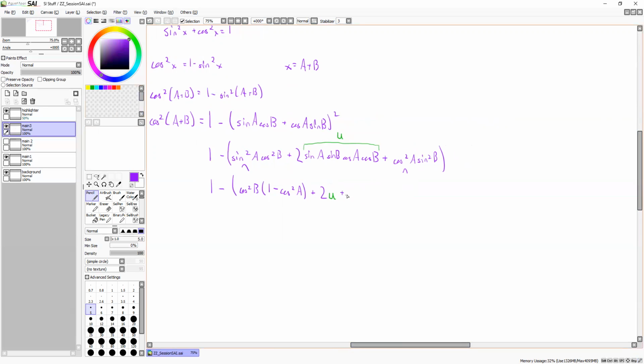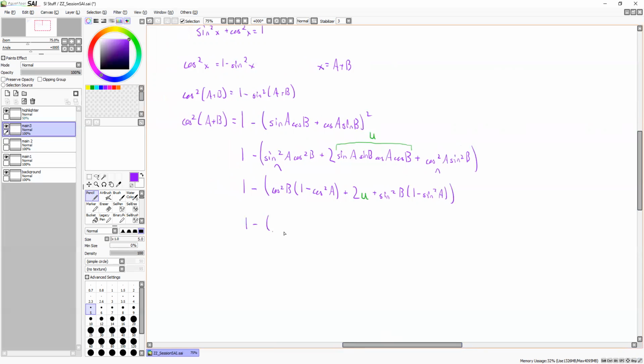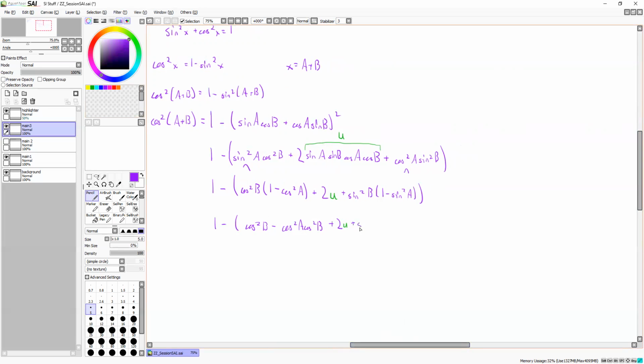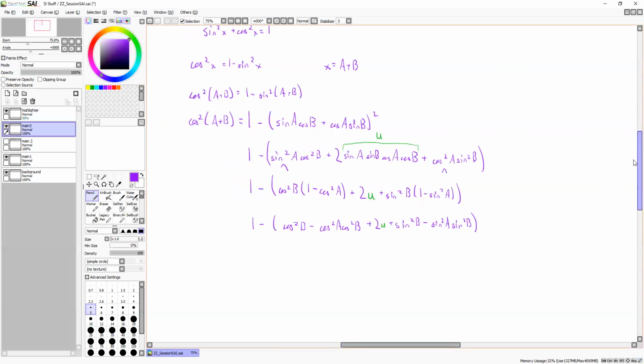The same thing here. I'm going to replace that cosine squared of B with 1 minus the sine squared of B, and the cosine squared of A with 1 minus the sine squared of A. Now we're going to factor that out. I'm going to get the cosine squared of B minus cosine squared of A, the cosine squared of B, plus 2u. That didn't change at all. Plus the sine squared of B minus the sine squared of A, the sine squared of B. Okay, so now all that factoring is done.